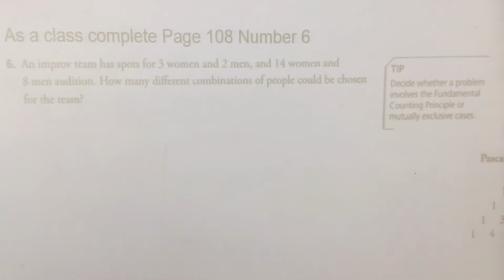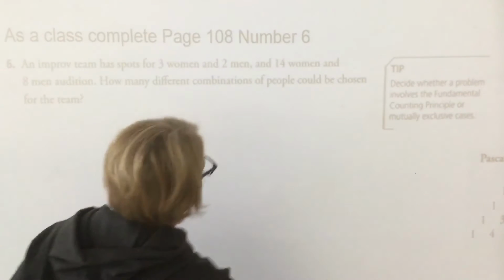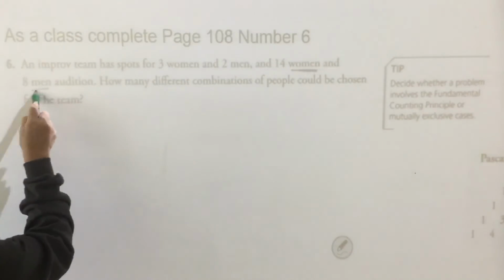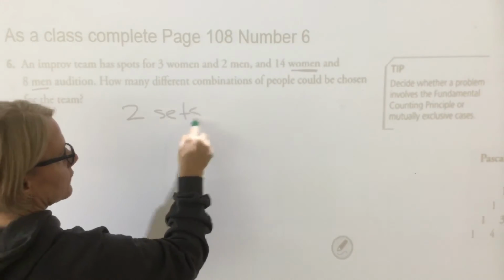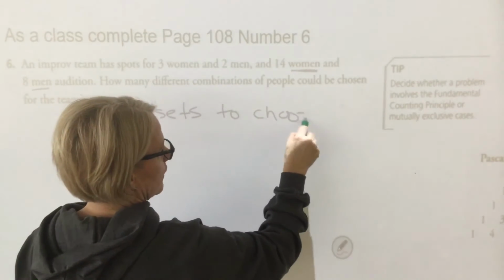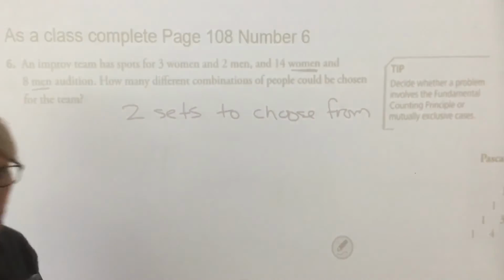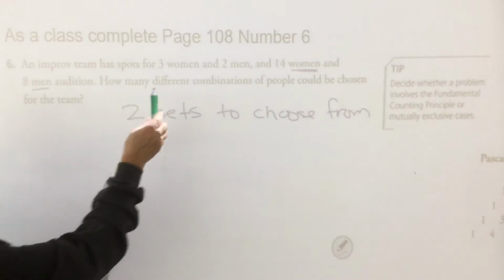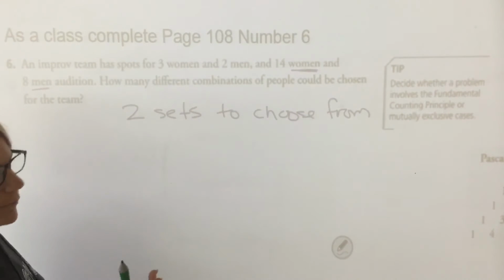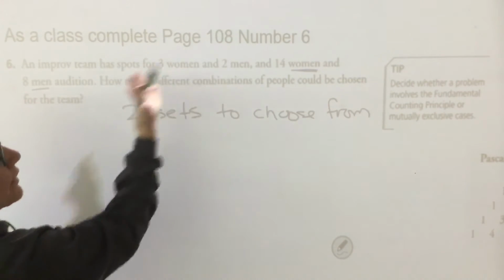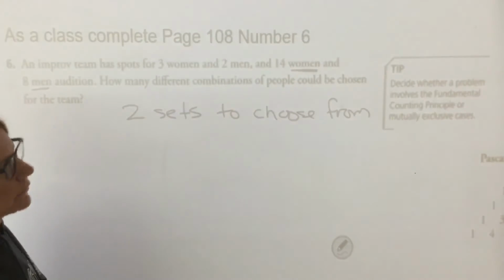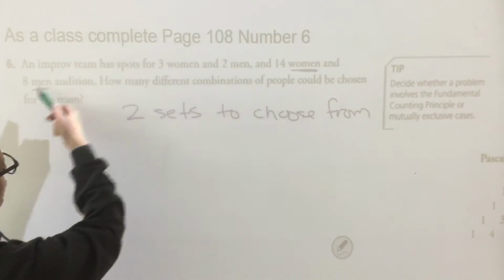So an improv team has spots for 3 women and 2 men, and 14 women and 8 men audition. How many different combinations of people could be chosen for the team? So I have women and men. So I have 2 sets to choose from instead of just 1. I'm going to choose 3 women. But when I choose the 3 women, I'm not going to choose 3 women from men. I have to choose 3 women from the set of women. And when I choose the 2 men, I have to choose it from the men, right?